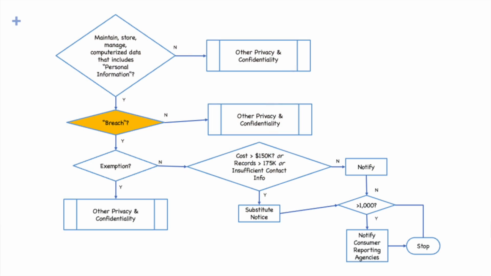If your personal information has been compromised, the next question is whether a breach has occurred. The Act defines a breach as the, quote, "unauthorized access and acquisition of computerized data that materially compromises the security or confidentiality of personal information maintained by the entity as part of a database of personal information regarding multiple individuals, and that causes, or the entity reasonably believes has caused or will cause, loss or injury to any resident of this Commonwealth." This run-on sentence has 5 conjunctions in it that serve to further limit the scope of the Act.